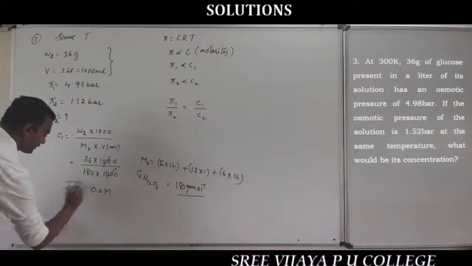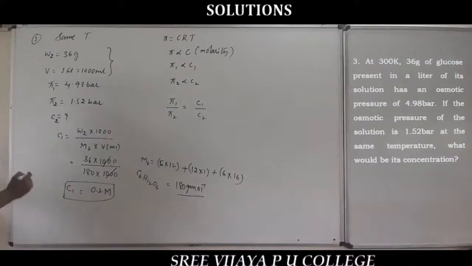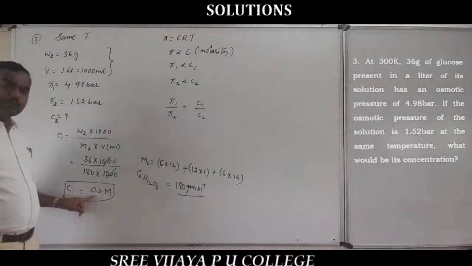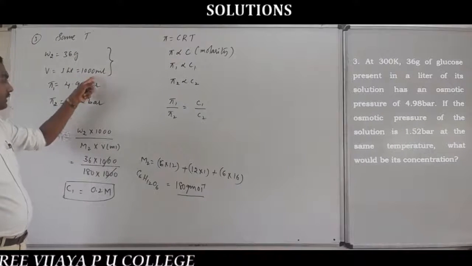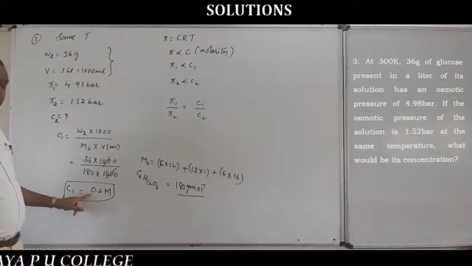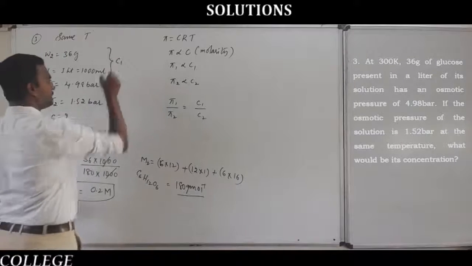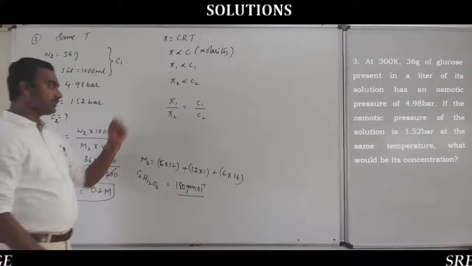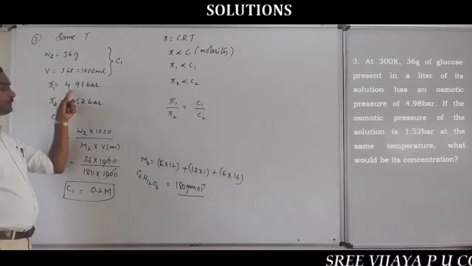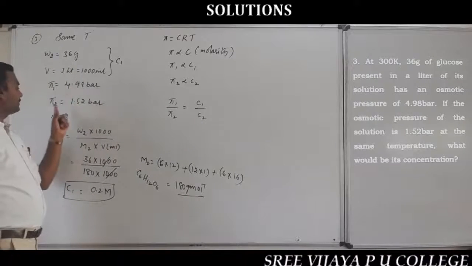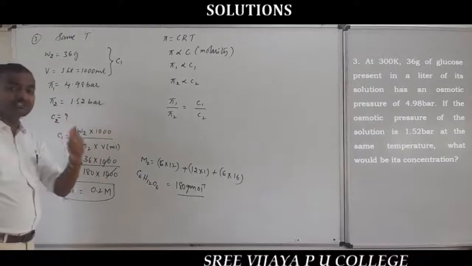That is the concentration C1. In this concentration, 0.2 molar, 36 gram of glucose is dissolved in 1000 ml of solution. At that time the concentration is 0.2 molar. That is the concentration C1. Concentration C1 is known, and osmotic pressure at this concentration is 4.98 bar. Now we are given pi 2 and asked what its concentration is.